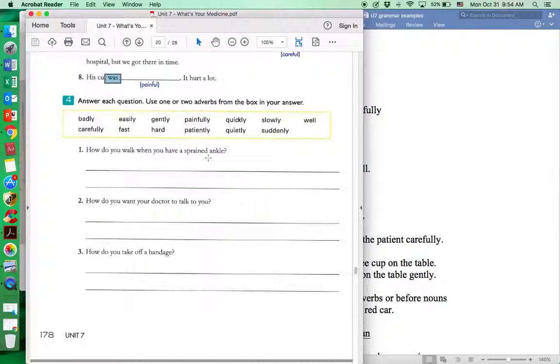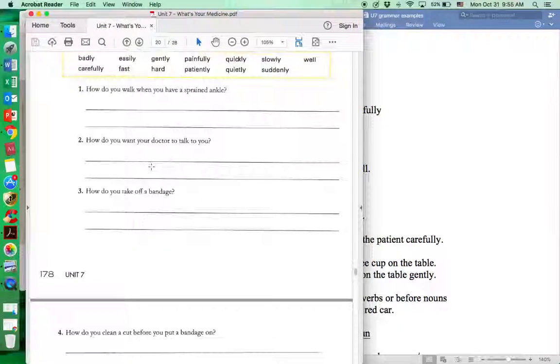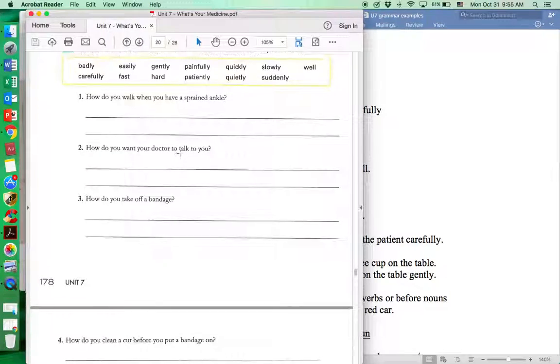How do you walk when you have a sprained ankle? We could answer this in many different ways. I walk carefully. I walk gently. I walk quickly. That wouldn't really make sense though. I walk slowly. That would make more sense because we have a hurt, sprained ankle. Right? Simple sentences will have the adverb directly following the active verb. Right, so subject, verb, and then adverb. I walk slowly.